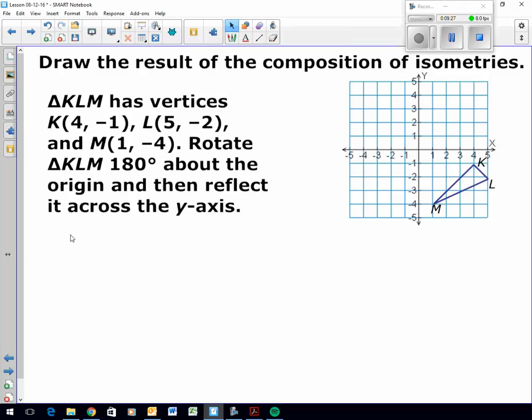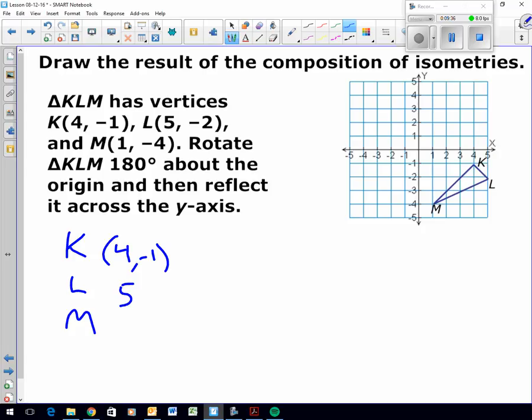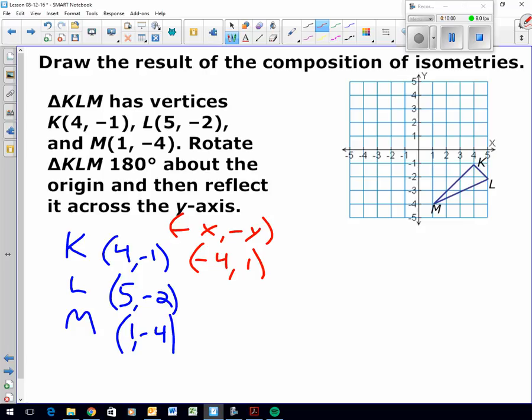When I rotate 180 degrees, remember the trick involved in rotation. It's going to be on your test. Anytime I rotate 180, I take the opposite of x and the opposite of y. Write it in that order. The opposite of 4 is -4, the opposite of -1 is +1. The opposite of 5 is -5, the opposite of -2 is +2. The opposite of 1 is -1, the opposite of -4 is 4.